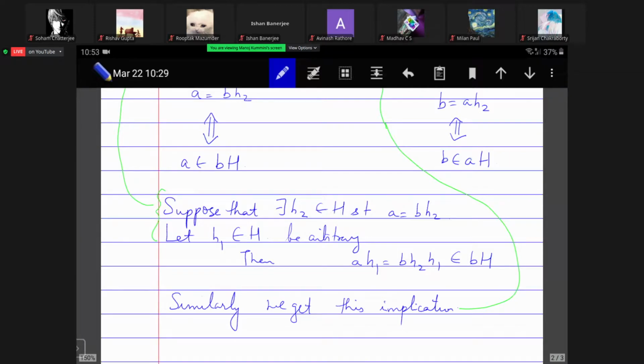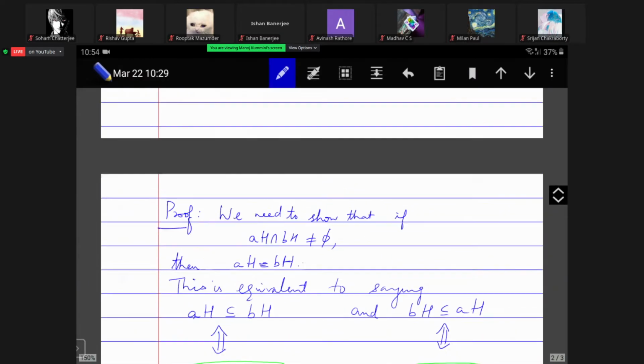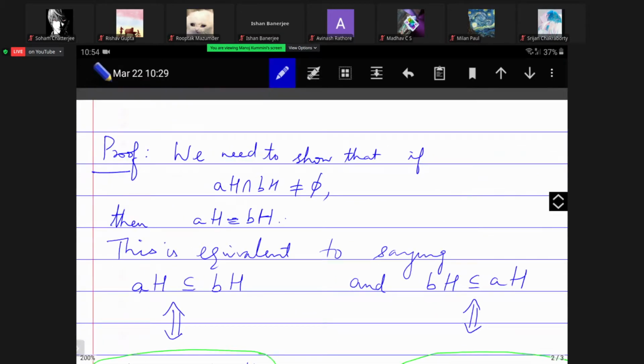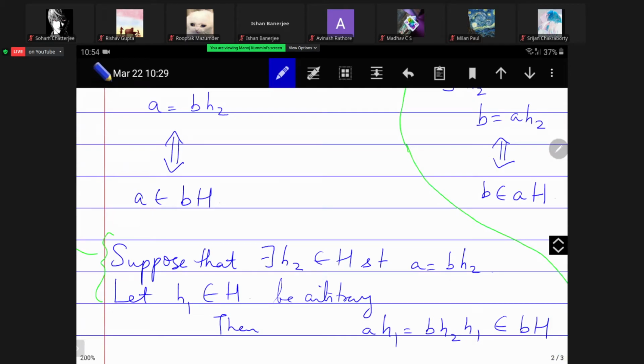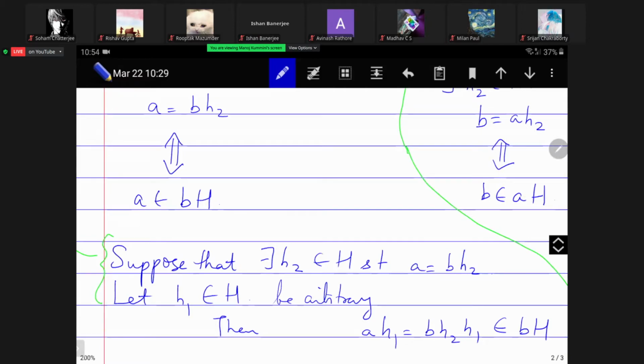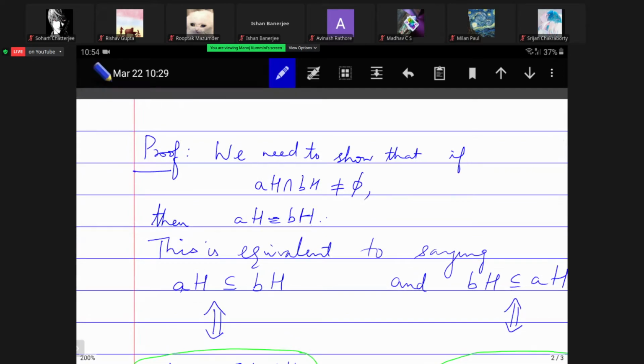I agree, we don't need to show that, but it will just simplify. Let me clarify for everyone. What we have shown now is that the condition AH is equal to BH is equivalent to these two statements: A is in BH and B is in AH. We have not shown what we set out to prove, which is that if AH intersect BH is not empty, then AH is equal to BH.